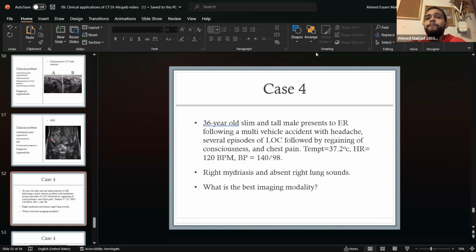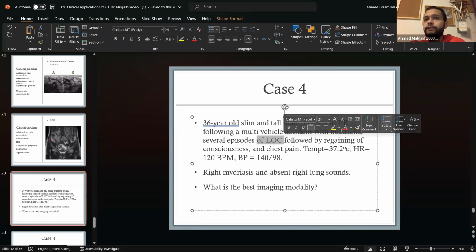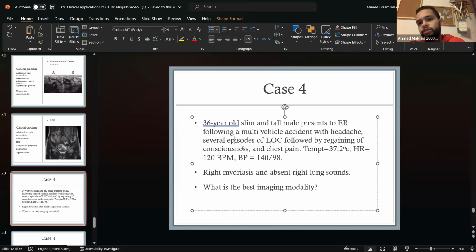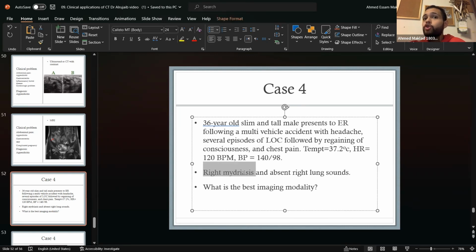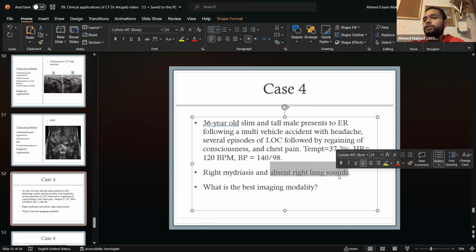But if you look here, this patient has two problems, right? The patient doesn't have one, he has two. He has loss of consciousness, he has a headache, all right? And he has regaining of consciousness. So he loses consciousness and then regains consciousness again, right? And this patient also has chest pain, right? So he has problems in two systems, his head and his chest. He has signs and symptoms of a stroke, and he has signs and symptoms of a pneumothorax, not aortic dissection.